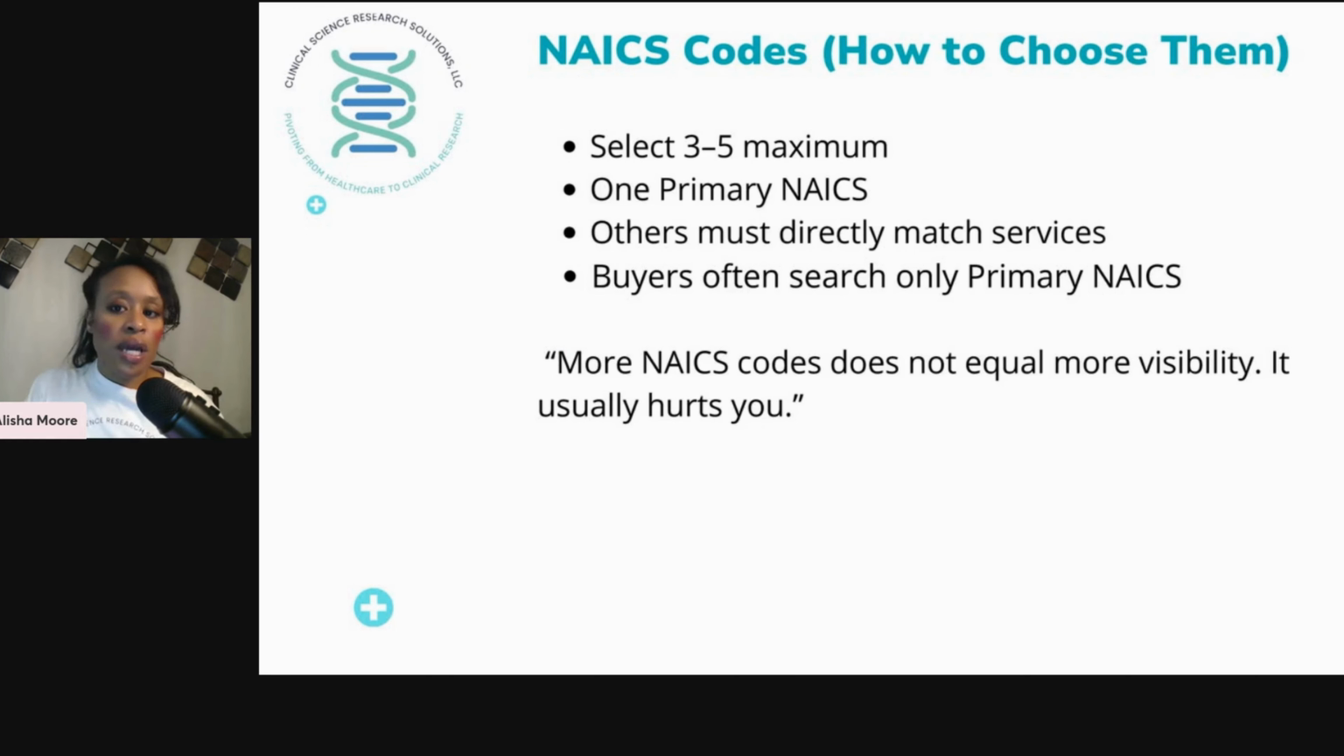So your NAICS codes, how do you choose them? You select a minimum of 3 to 5. I have about 5 to 6 NAICS codes. And what they're going to do is ask you to pick a primary NAICS code that's applicable to your business. Others must directly match the services that you have to offer. So the other 4 or 5, you'll be able to pick those NAICS codes, and it may take you a little while to go through those NAICS codes and choose which one is applicable to your business.